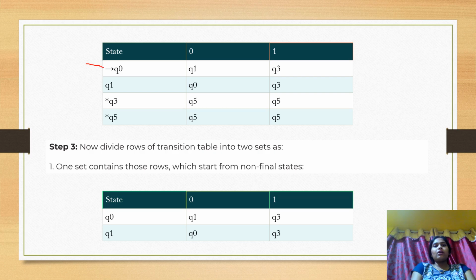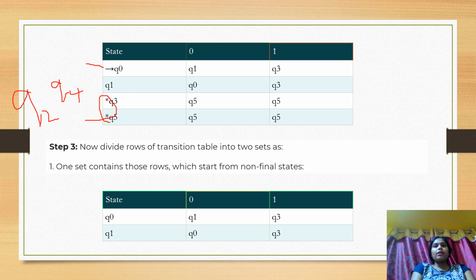Q0 is the initial state. The star here indicates the final state. Q3 and Q5 are final states. We have removed Q2 and Q4, so these states are not added in the table. From Q0, according to the table, we have connections on 0 and 1. From Q0 on 0 we have Q1, and from Q0 on 1 we have Q3. In a similar way we need to mark Q1 on 0 and Q1 on 1. This is the second step.